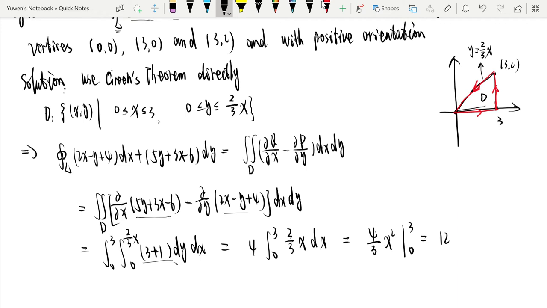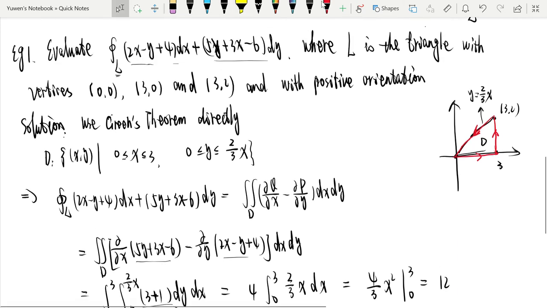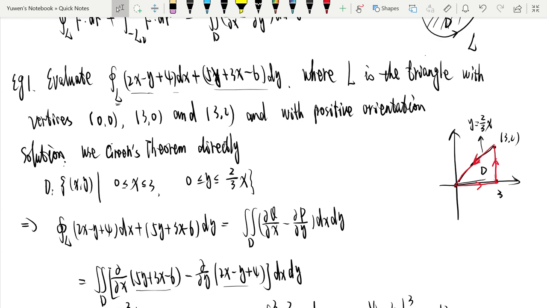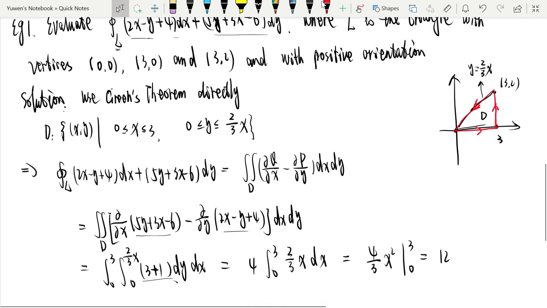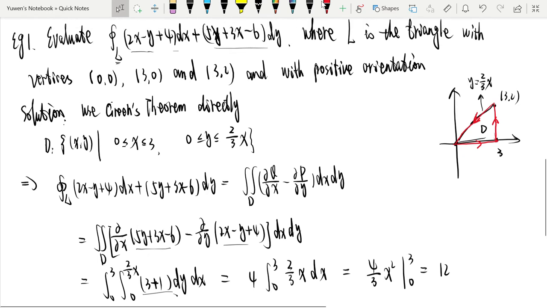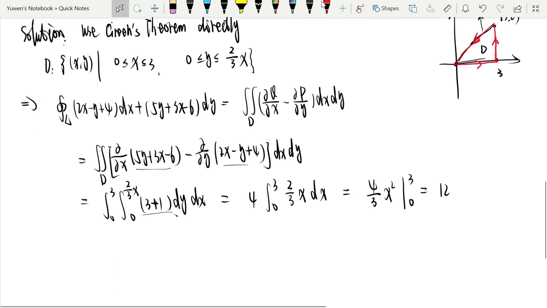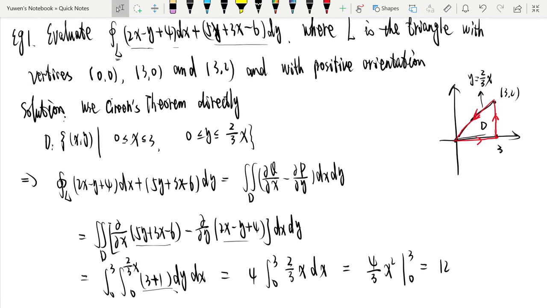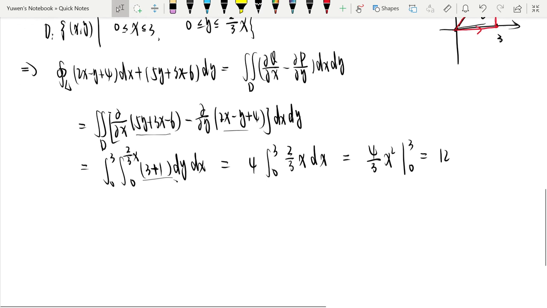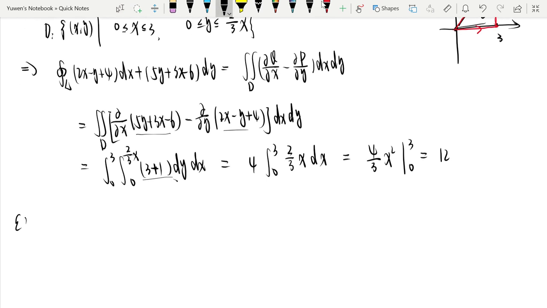This is 12. The P and Q are nice functions inside the closed curve, and both P and Q have no singularity inside the curve, so we can use Green's theorem directly.